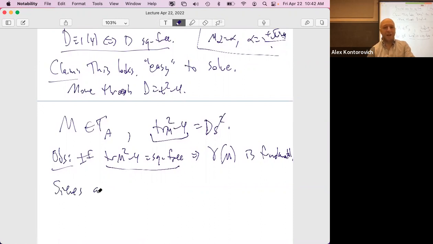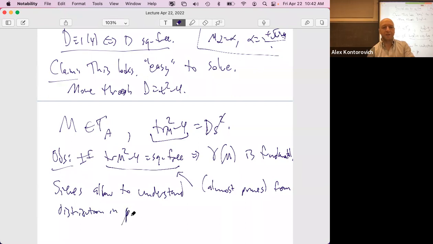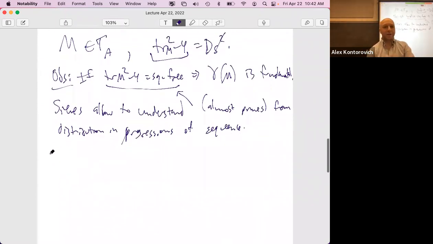Sieves allow one to understand things about square freeness or almost primes from understanding something about the distribution in progressions of your sequence. So let me make this more precise. So here's the sieve black box, in this particular case, although you'll see in a second that it's much more general.